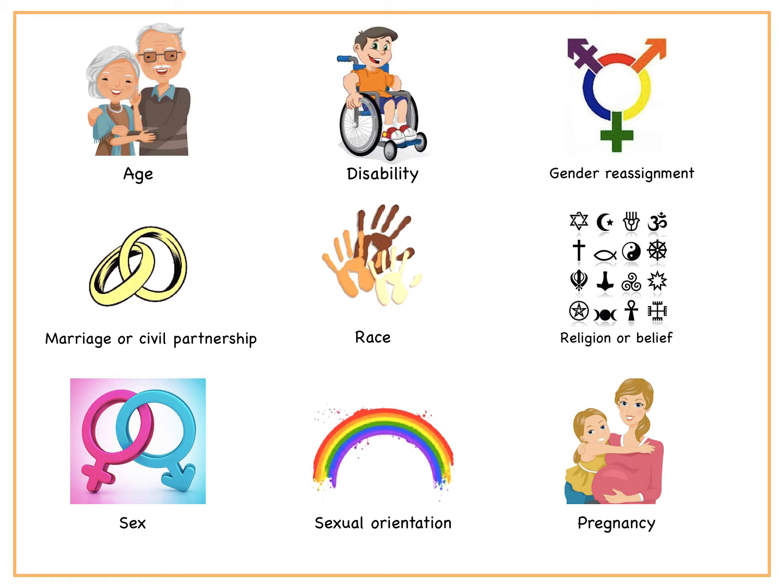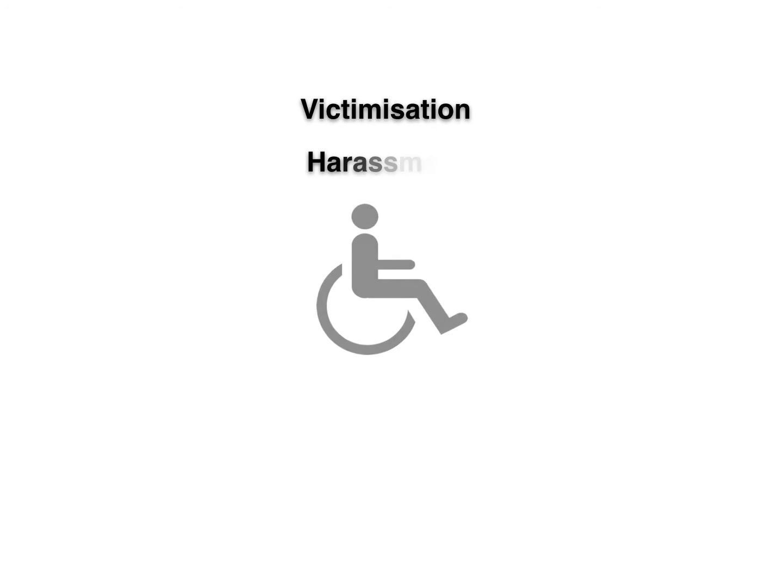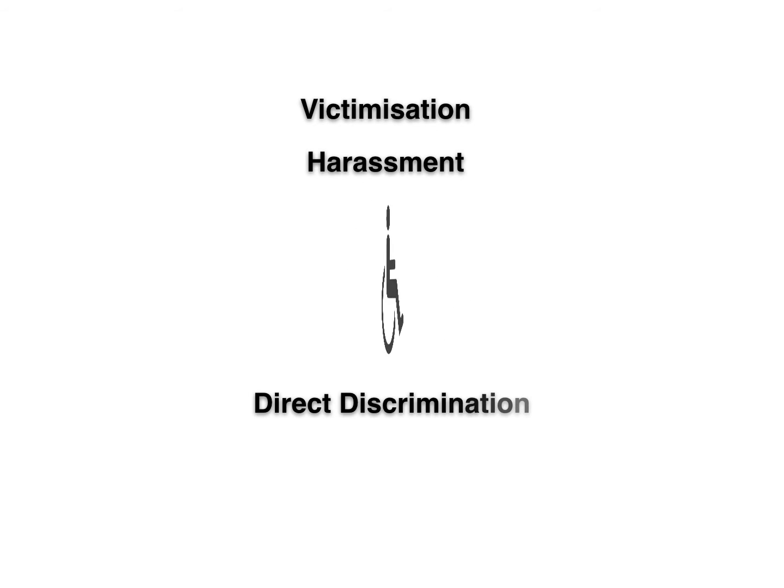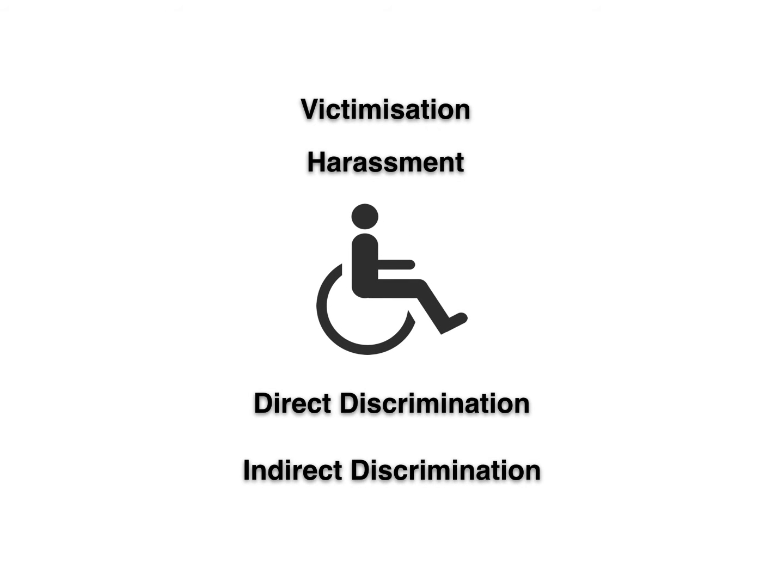The Act is split into 4 categories: victimisation, harassment, direct discrimination, and indirect discrimination.